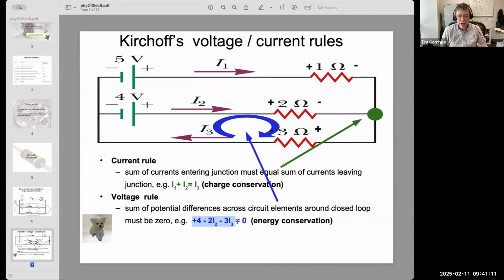These two rules are really based on some fundamental physics. The first one, the current rule, is that charge is conserved. You can't destroy charge, you can't create it. That's the origin of the current rule. The second rule, the voltage rule, is based on conservation of energy. You can't destroy or create energy. That's the origin of the voltage rule for the circuit.